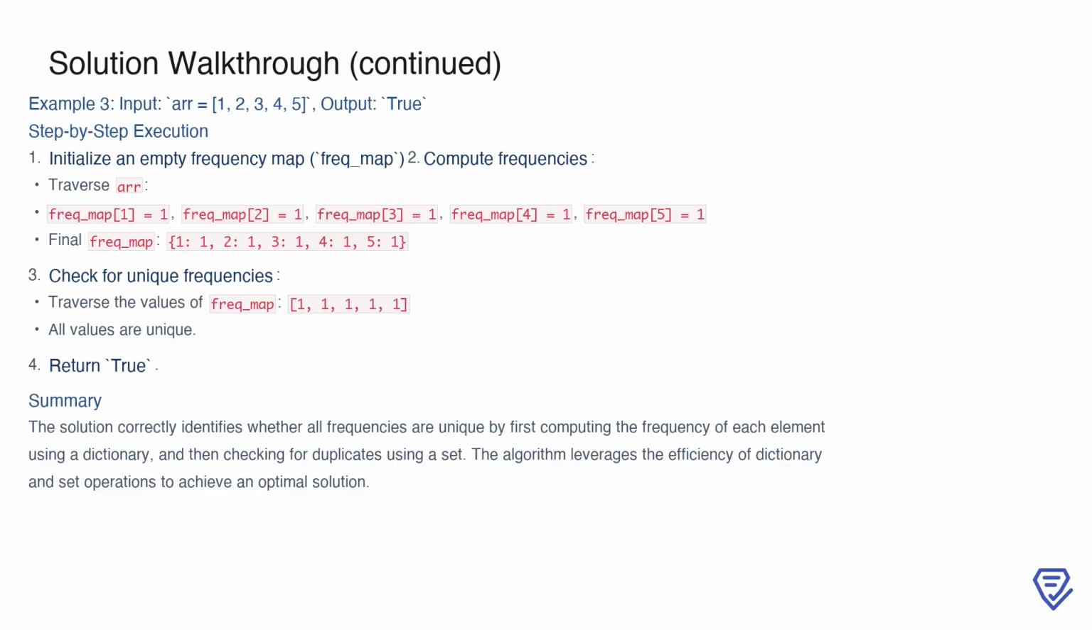Next, we check the values of the frequency map, which are 1, 1, 1, 1, 1. Since all these frequencies are the same, we quickly see that they are not unique. However, we can now summarize the solution. By computing the frequency of each element using a dictionary and verifying uniqueness with a set, we achieve an efficient way to solve the problem. This approach ensures that we can determine if the occurrences of numbers in any array are unique.